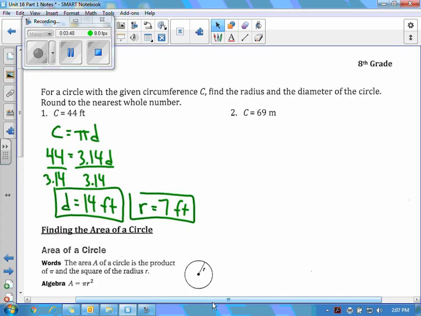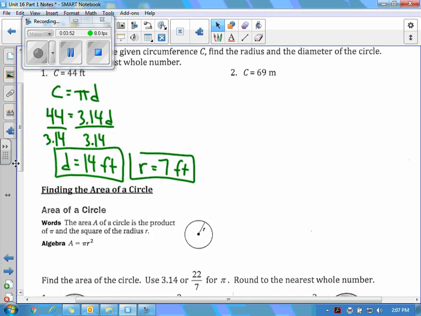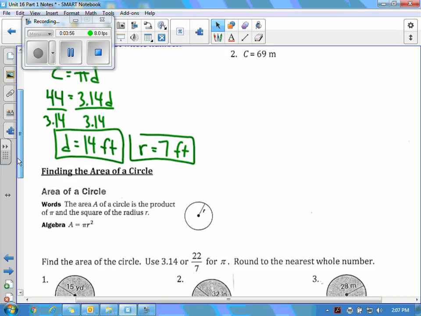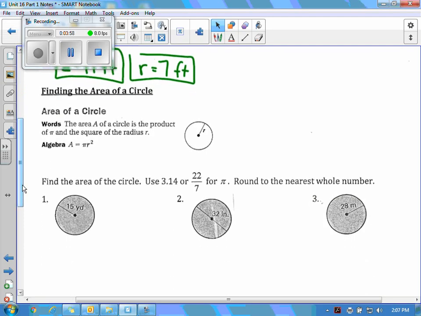I'll leave number 2 for you guys to do. And the next part is finding the area of a circle. Our formula for the area of a circle, if you notice, we only have one. For the circumference, we have 2 possibilities: one when you have the diameter, one when you have the radius. For the area, we have to know the radius. So area equals pi r squared.